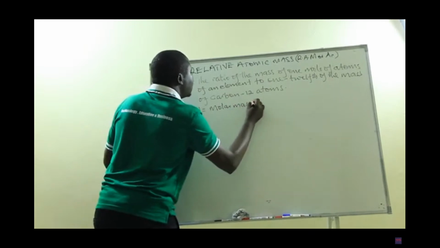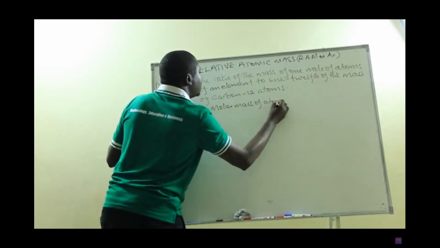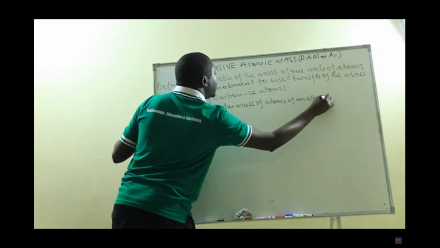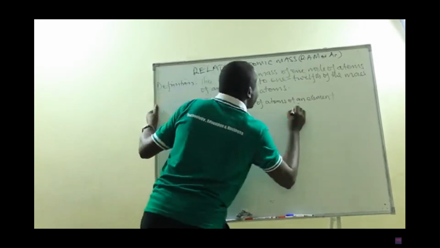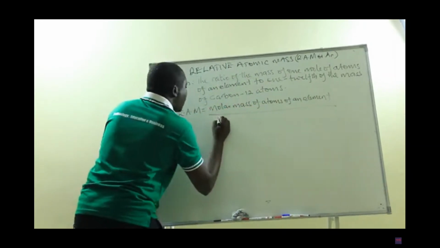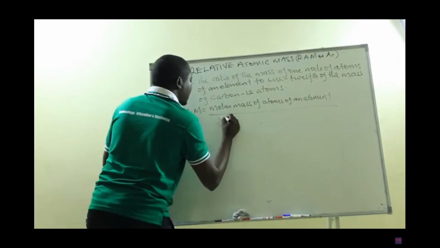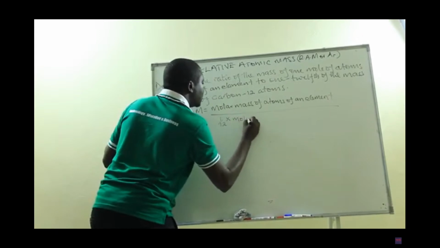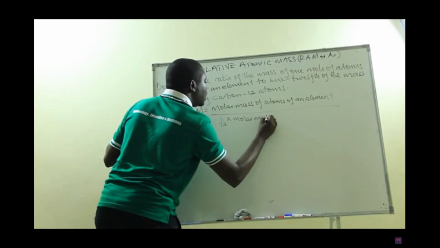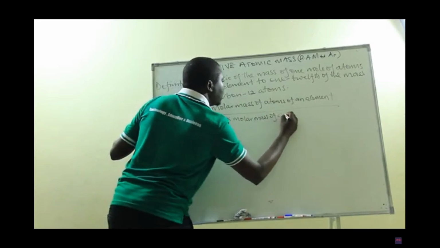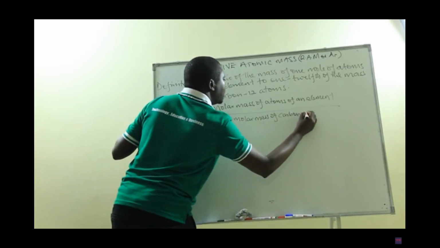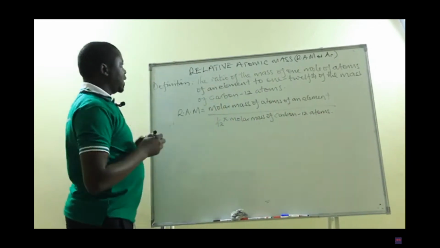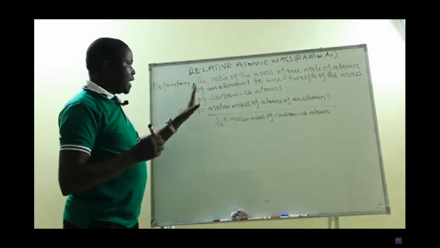or the mass of 1 mole of atoms of an element, over, it's a quotient relationship, 1/12 times the molar mass of carbon-12 atoms. So this is what we call relative atomic mass.